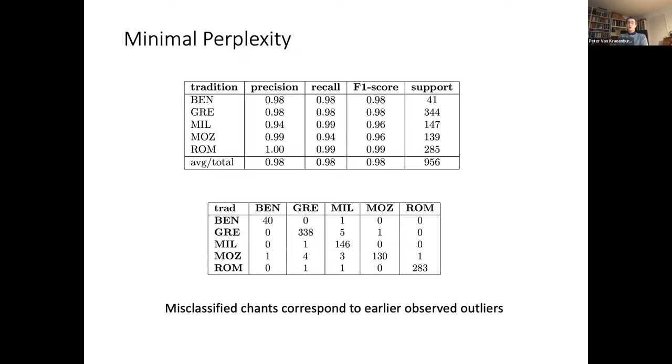And now, to my surprise, actually, this results in a very accurate classifier. Using this method, computing perplexities given 5-grams, there are only a few misclassified chants. From the Beneventan tradition, there's only one, which is classified as Milanese. From the Gregorian, only 6 errors, classified as Milanese and Mozarabic, etc. But most are correct. So we have a very high performing classifier given these perplexities, which we can use to classify the chants based on their origin. And these errors do correspond with the outliers I discussed before.